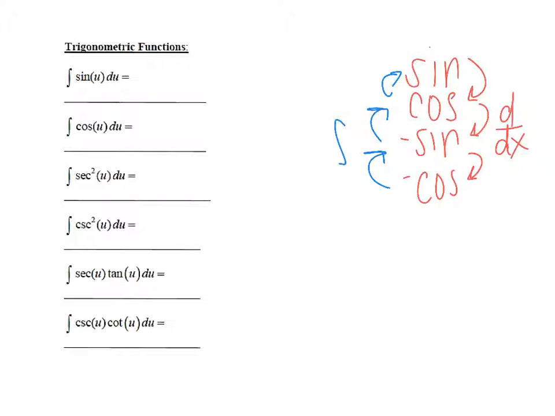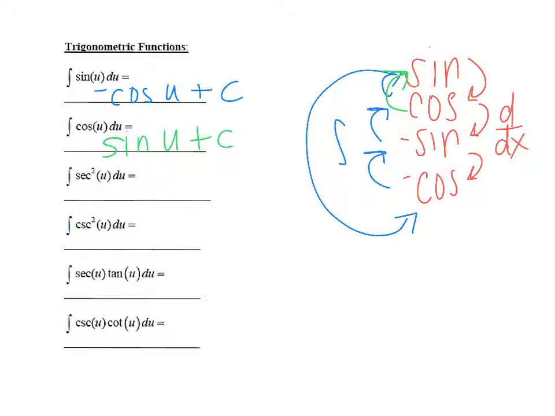that's my integrals. Okay, so if I have the integral of sine, I'm going back, and that's going to be negative cosine of u plus c. If I have the integral of cosine, well then I'm at cosine and I'm going back, so that's going to be sine of u plus c. This is really helpful because sine and cosine are obviously the most common, and they will definitely come up a lot.